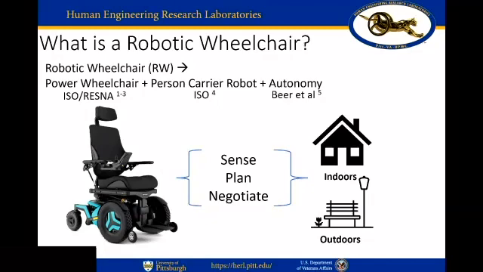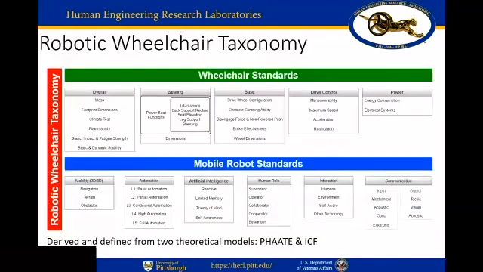Outdoors, curbs. So that's the reason why. So that's why we actually have this taxonomy. Instead of trying to reinvent the wheel, what I try to do is see what's already out there in terms of standards and mesh it together. So this robotic taxonomy is broken down into two core components.